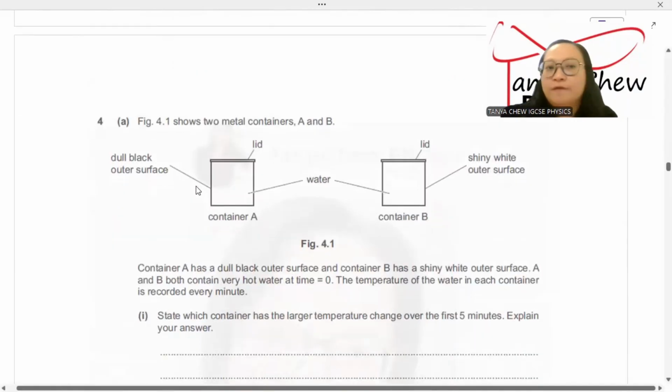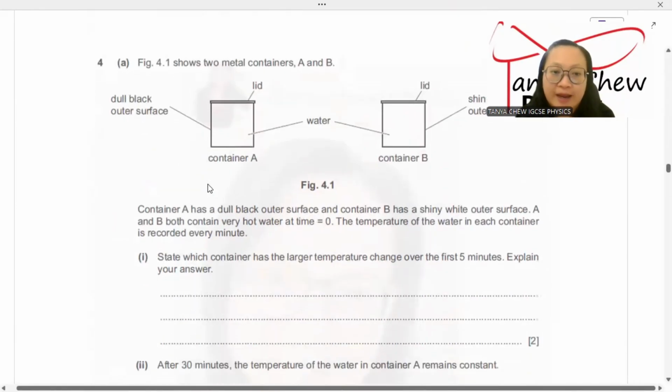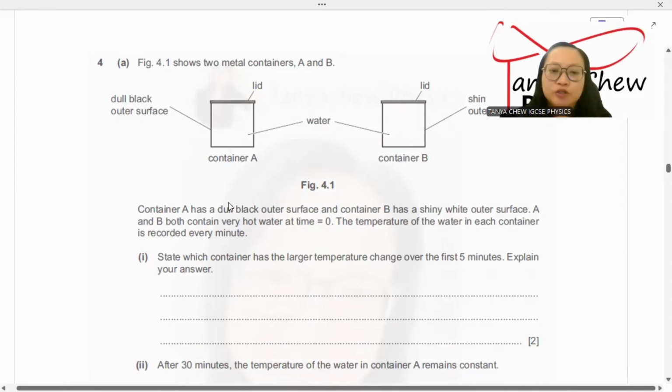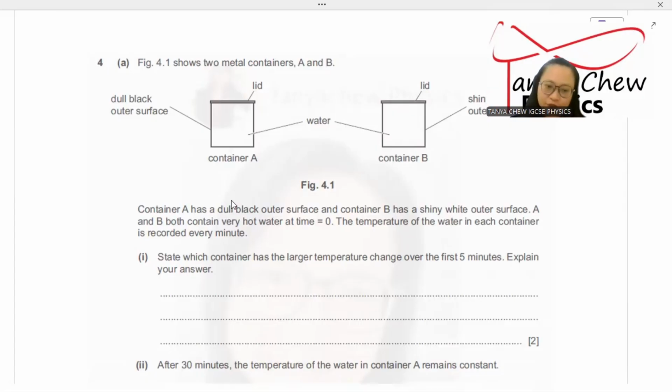Number 4, A, Fig 4.1 shows two metal containers, A and B. Container A has a dull black outer surface and container B has a shiny white outer surface. A and B both contain very hot water at time t equals to 0. Temperature of the water in each container is recorded every minute. First part, state which container has a larger temperature change over the first 5 minutes. Explain your answer. The answer is actually container A.